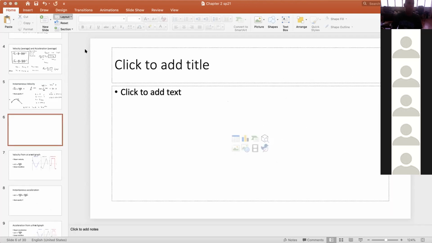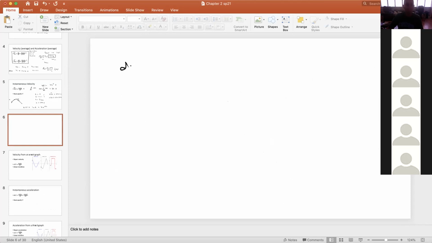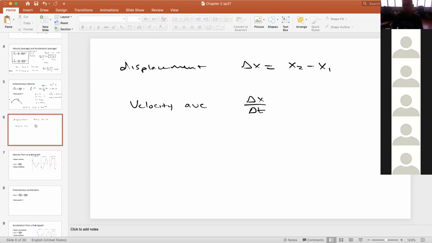So what have we learned so far? We have displacement, and displacement is a fancy way of saying the change of x or y or z or whatever your coordinates are. It's always 2 minus 1, or final minus initial. Average velocity is delta x over delta t.